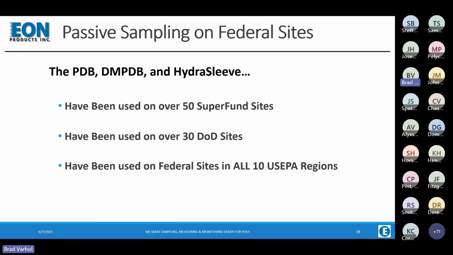Everybody asks, have they been used on my sites or my type of sites? And I can tell you that the PDBs, the dual membranes, and the hydrosleeves have been used on over 50 Superfund sites. They've been used under over 30 DoD sites in the US, and they've been used on federal sites in all 10 US EPA regions.